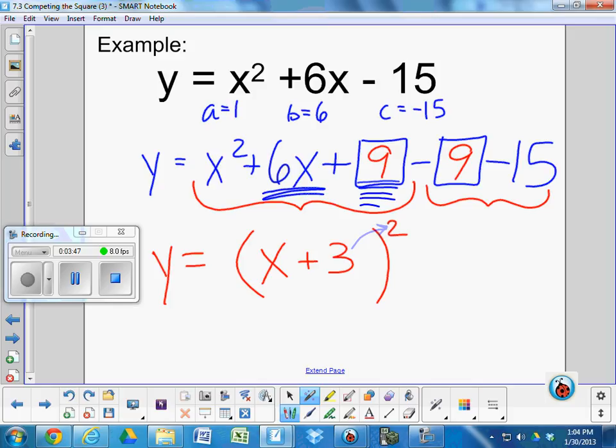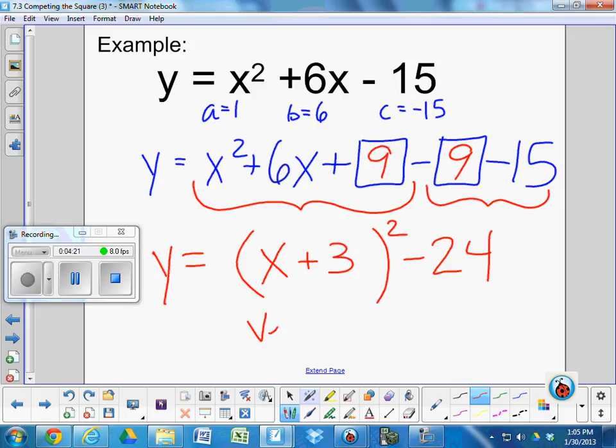And if you're wondering, what about the 6x? What would happen with the outside inside? 3x plus 3x makes your 6x. So that's the perfect square part. The leftovers, just figure out what they are. What's negative 9 minus 15? Negative 24. That's the equation of this same parabola in vertex form.